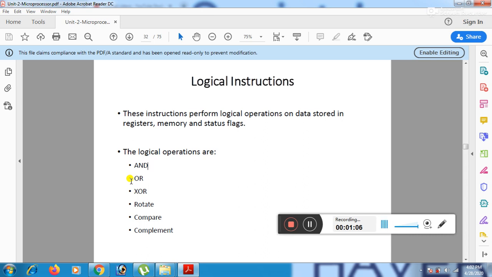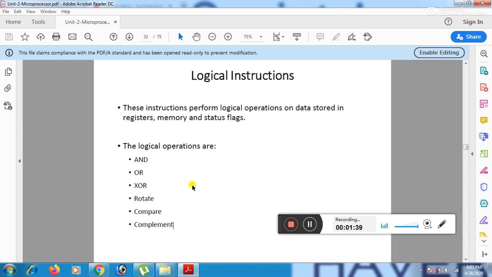What is AND gate? When any one of the inputs is low, the output is low. When both inputs are high, the output is high. Whereas in OR gate, if any one of the inputs is high, the output is high. XOR gate, that is, if the input is 0 and 1, the output is high, or 1 and 0, the output is high. If both the inputs are the same, that is 1 1 or 0 0, the output will be low. Fine. Whereas rotate, compare and complement, we will see in the coming session.